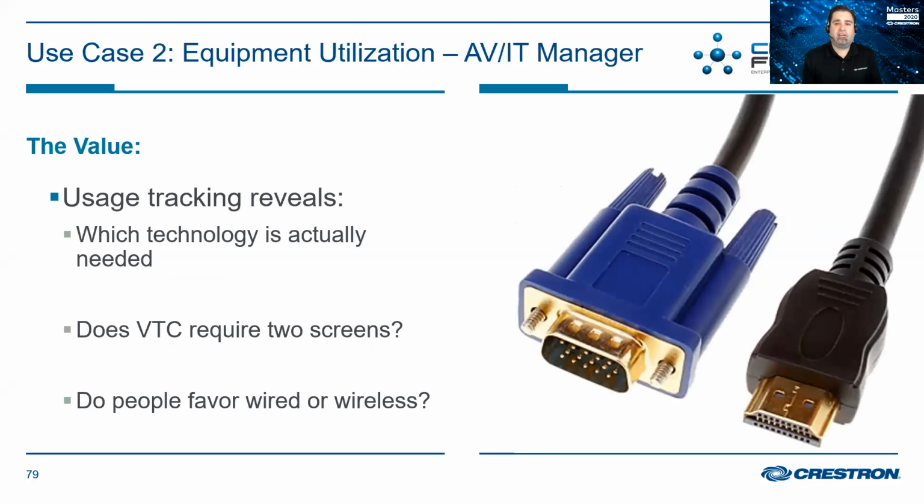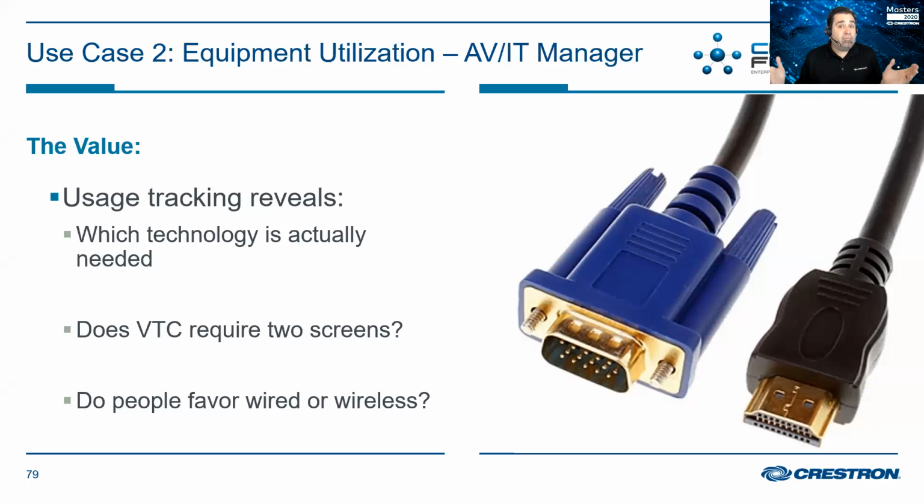Example 2, the AV or IT manager. Usage tracking, device usage, right? This is going to be critically important to understand how people use the technology when it comes time to deploy technology in the future. So which technology is actually needed? I've got our favorite two cables here, a VGA cable and an HDMI cable. How many VGA inputs and DVD players do you think have been deployed over the years that were underutilized, based just on anecdotal information from the past? "No, our instructors still need this stuff, I promise."